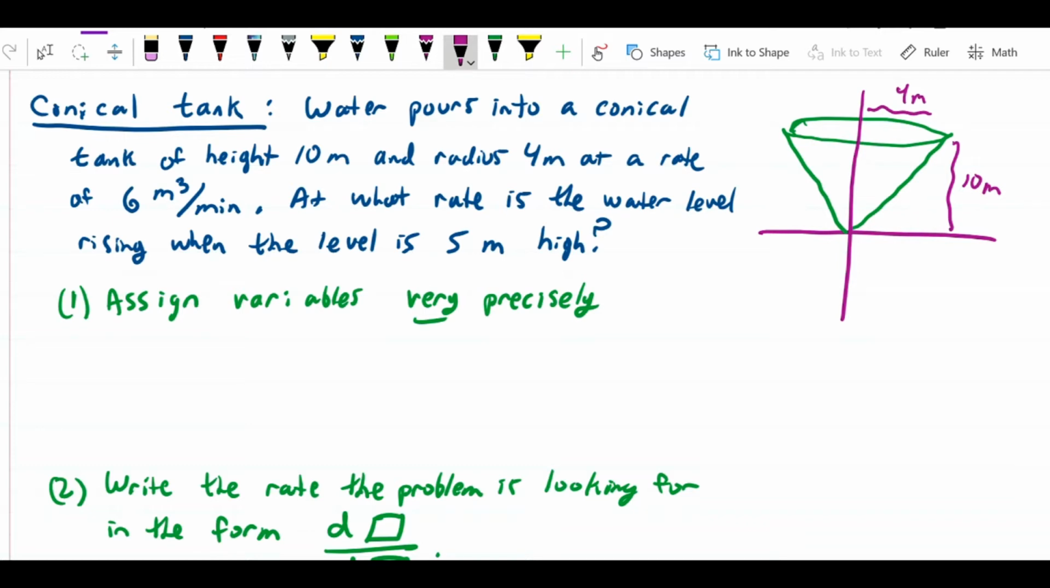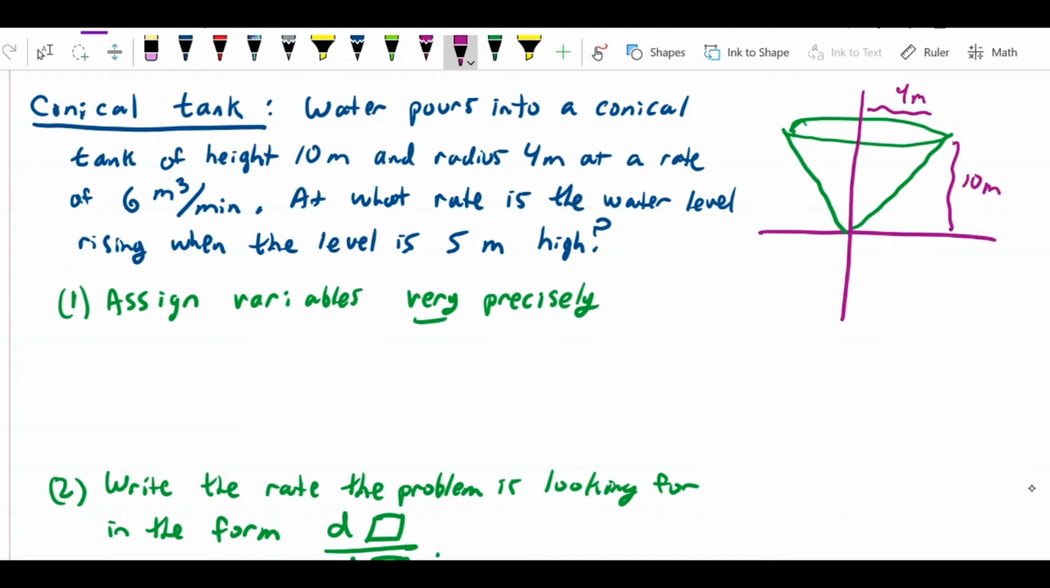So the question is, at what rate is the water level rising when the level is 5 meters high? What you have to realize is that since the cone is skinny at the bottom and wide at the top, what that means is that if I'm adding a constant rate of water into this cone, the water level is going to rise very, very fast when we pour it just into this point, but it's going to start rising slower as it goes upward.